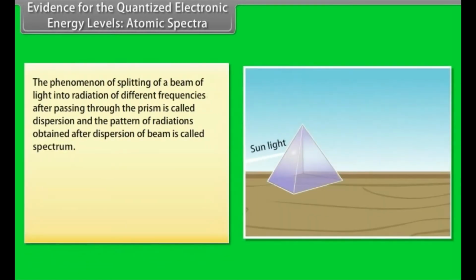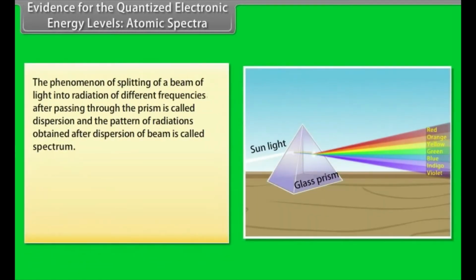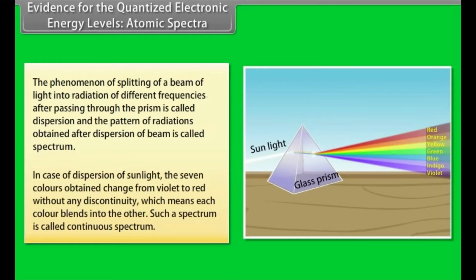Evidence for the quantized electronic energy levels. Atomic spectra. The phenomenon of splitting of a beam of light into radiation of different frequencies after passing through a prism is called dispersion, and the pattern of radiations obtained after dispersion of the beam is called spectrum. In case of dispersion of sunlight, the 7 colors obtained change from violet to red without any discontinuity, which means each color blends into the other. Such a spectrum is called continuous spectrum.